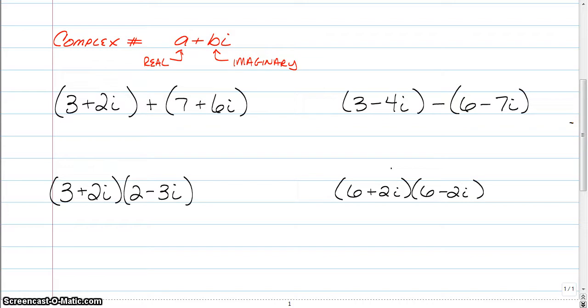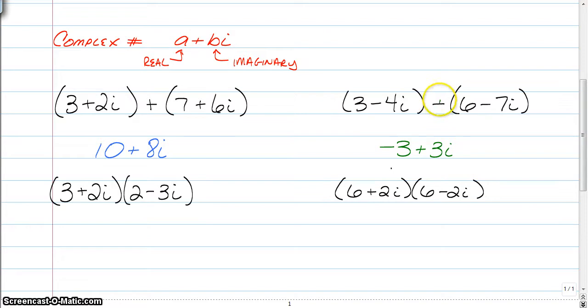So first thing we're going to do is talk about adding and subtracting. When you add and subtract, it's just like combining like terms. So we have 3, 2i, a 7, and a 6i, so we can combine our real numbers. 3 plus 7 is 10. And then we can combine our imaginary numbers. 2i and 6i add up to 8i, and we're good. So why don't you try the subtraction one? Alright, you should have negative 3 plus 3i.